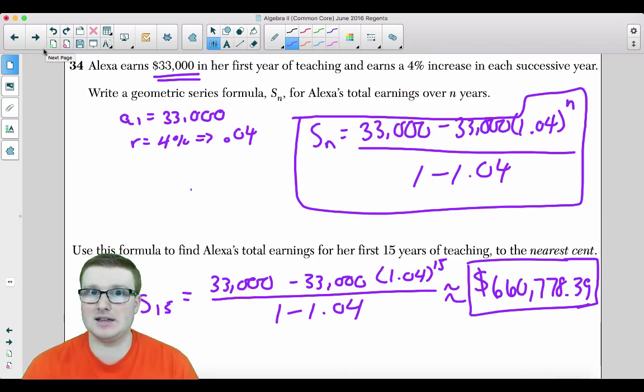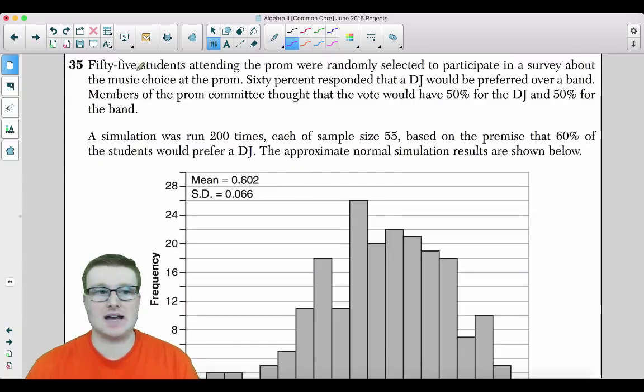Honestly, that is not a lot of money for 15 years of teaching. In New York State, you're earning easily over a couple million dollars. But then again, the taxes are higher here.